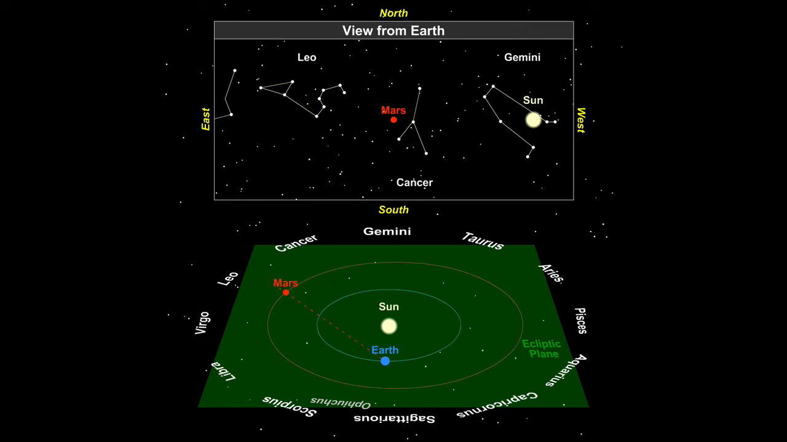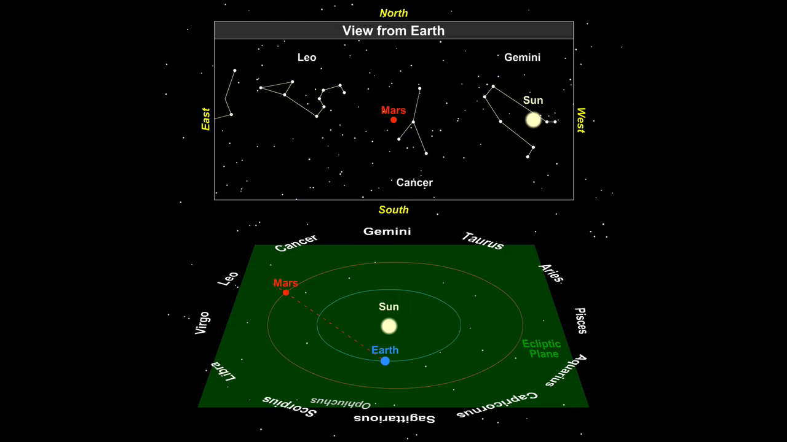This animation will show why we observe apparent retrograde motion for Mars. The lower window will show the orbits of Earth and Mars, with the names of the zodiac constellations that we see in the distance at each point. The upper window will show our view from Earth, in which Mars appears to move among those zodiac constellations.